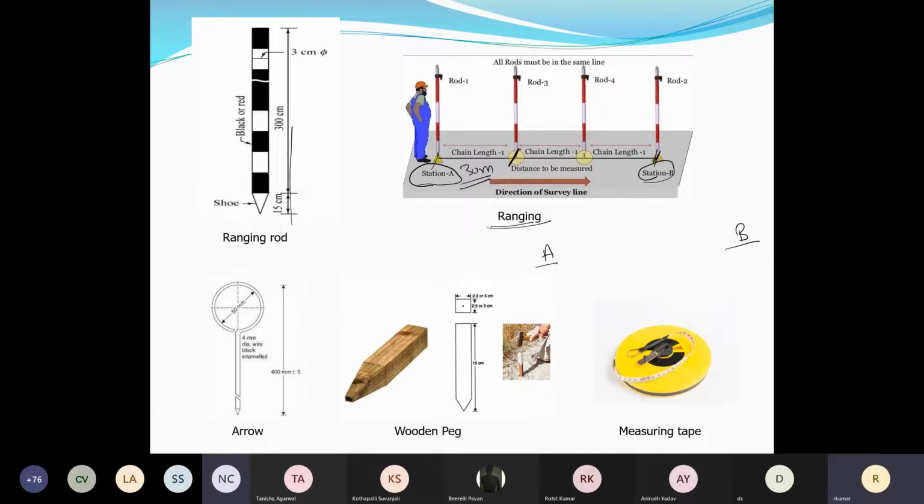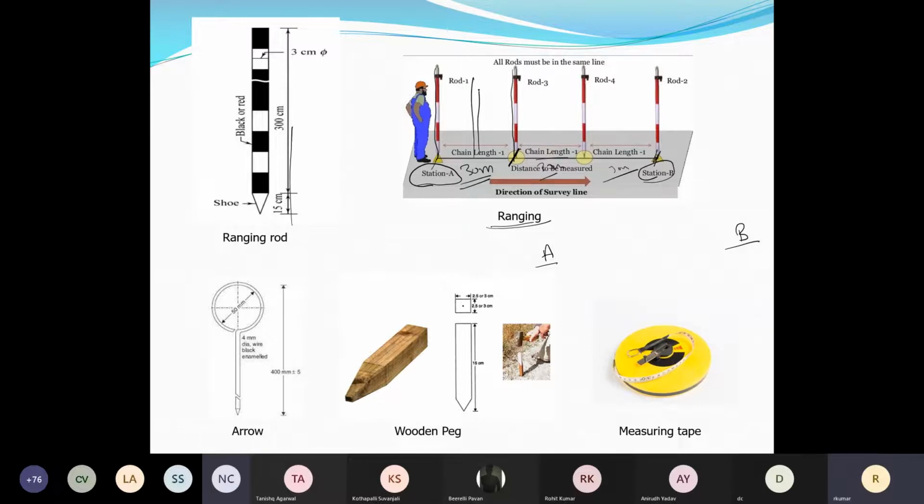Okay, so what you will do, you will put one ranging rod here, one ranging rod here, and another ranging rod here. Then you will put another chain, another 30 meters. We should see the direction of the survey line; your chain line should be straight. So we can put another ranging rod here.